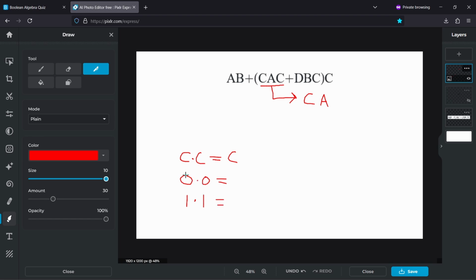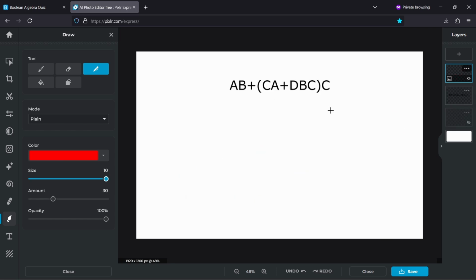Therefore, 0 multiplied by 0 is equal to 0, and 1 multiplied by 1 is equal to 1. Therefore, you can say C multiplied by C is equal to C. Therefore, CAC is equal to CA. So here's what our simplified formula looks like now.